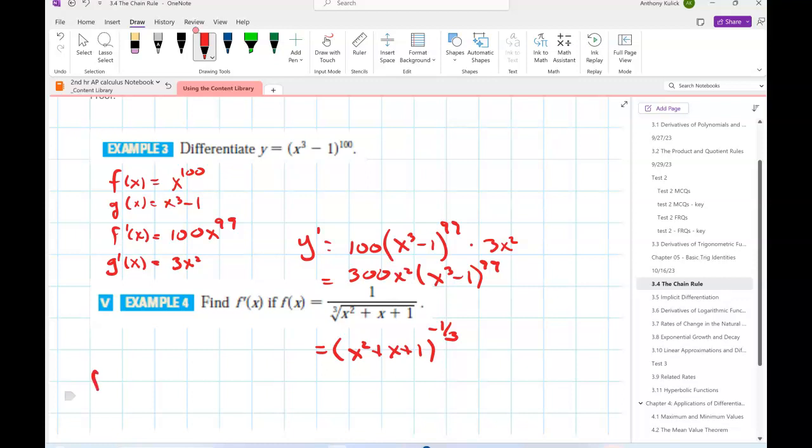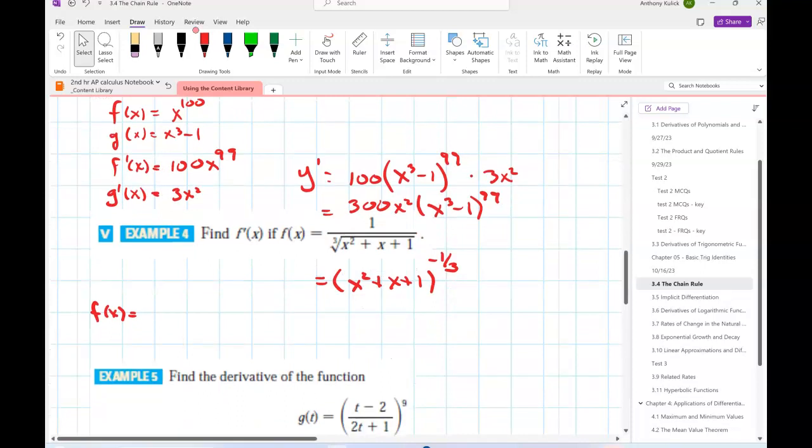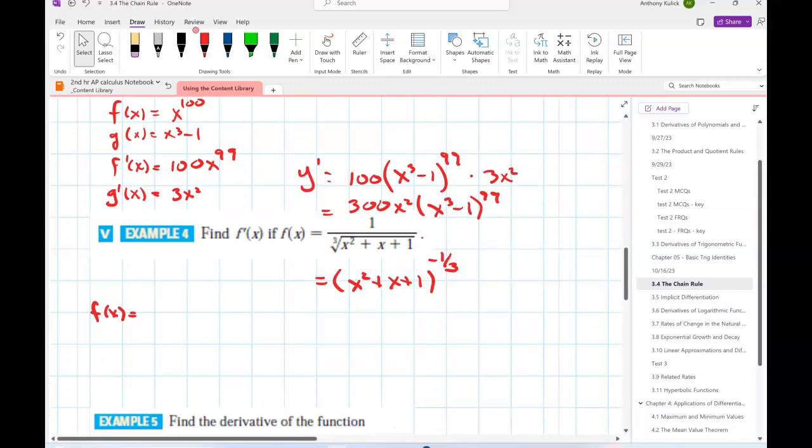So again, this is part of the skill that we need to develop: being able to see the easiest way to do something. There's nothing wrong with doing it as a quotient and a chain. It's just going to be yucky. I prefer my life not to be yucky. All right. So the outer is? Excellent. And the inner?